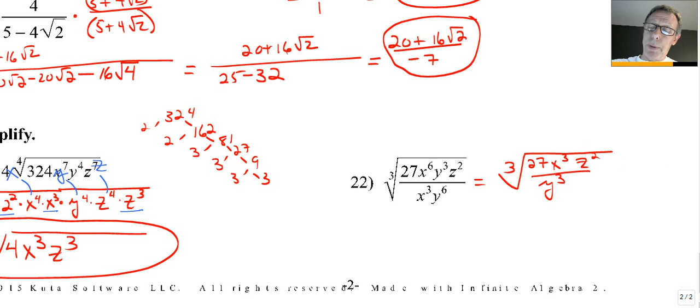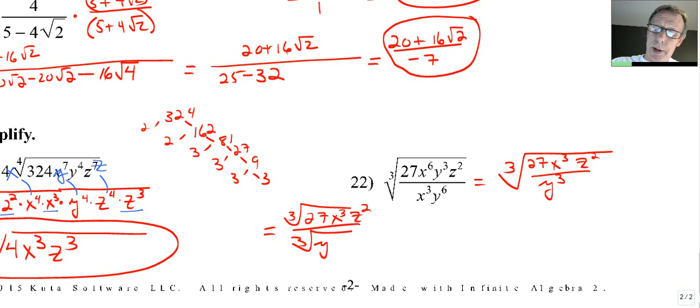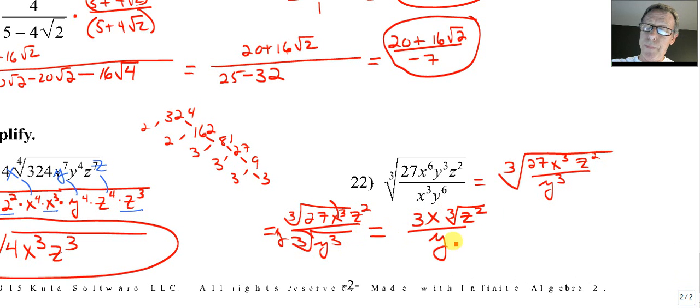Okay, so let's go ahead and maybe break these up into separate cube roots. So I would have the cube root of 27x cubed z squared over the cube root of y cubed. So in the numerator, 27 is 3 cubed. So a 3 would come out. The x cubed comes out as an x because it's a cube root of a cube. The z squared would stay under. And in the denominator, I have the cube root of y cubed, so that comes out as a y. And that would be my answer.